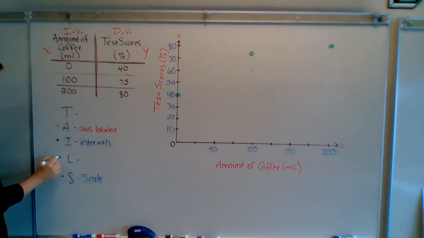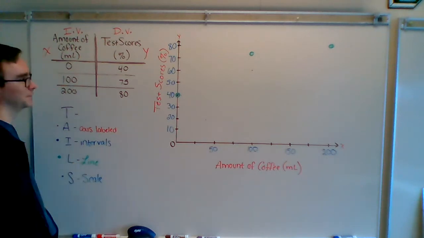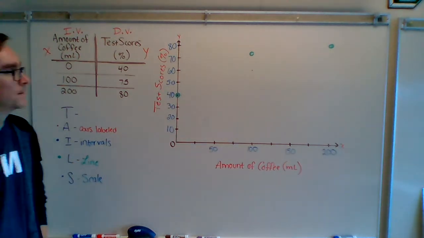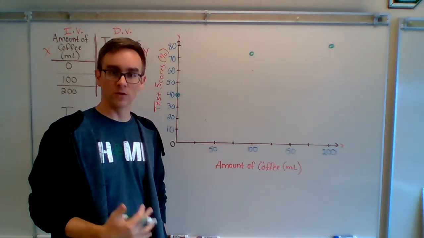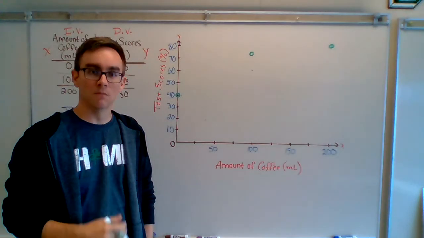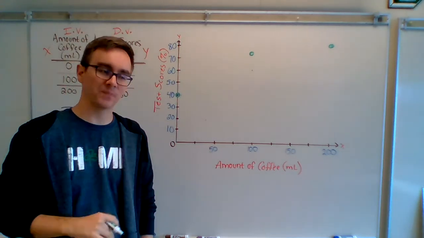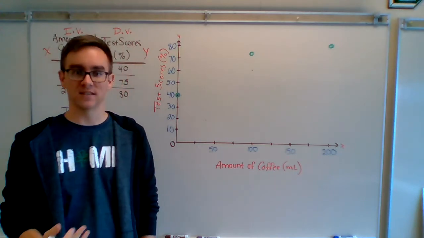L stands for line. In science, we look for trends in the data. Sometimes we connect the lines. Most of the time, we do something called a best fit line, and that is a smooth line that fits most of the data.